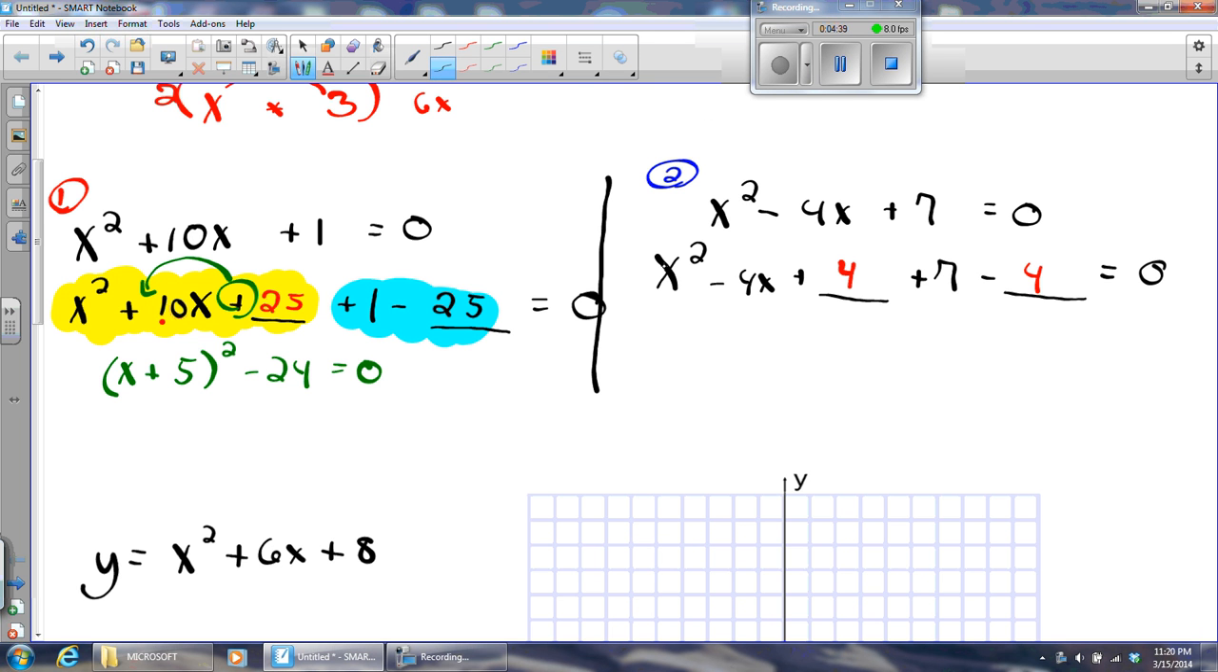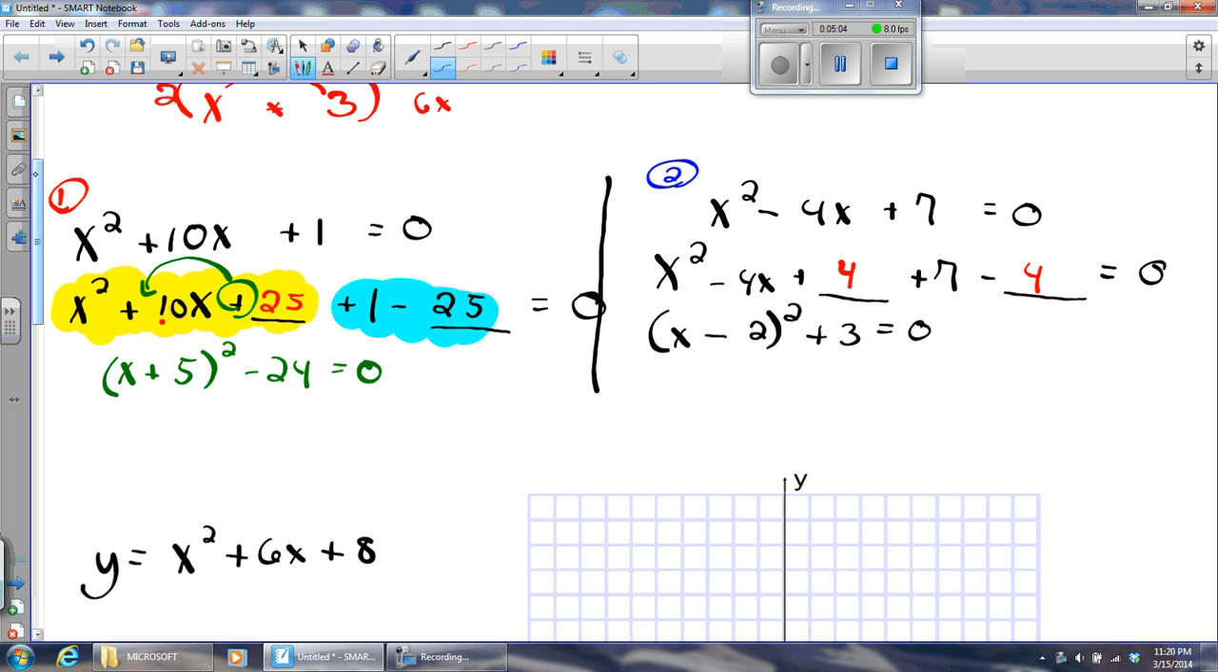Now, these first 3 terms are the perfect square trinomial. It's x, 2, it's a negative, I square it. Combining these like terms, I get 3. That'll equal 0. Okay, all right, so you've seen what I do.